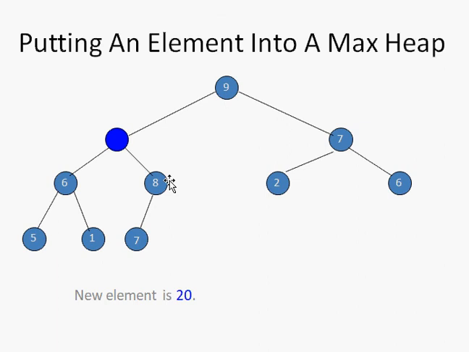8 comes down. 8 is pulled down. Now 20 temporarily you have at this position. Compare 20 with 9. When you compare, definitely 9 is not having a value greater than 20. So it has to be pulled down and 20 will go to this position. This will be the newly formed binary tree structure with the 10 elements.